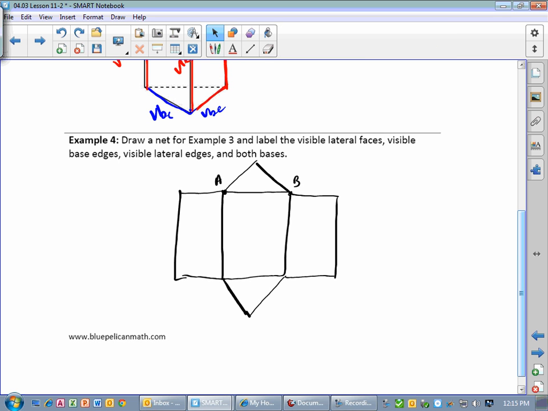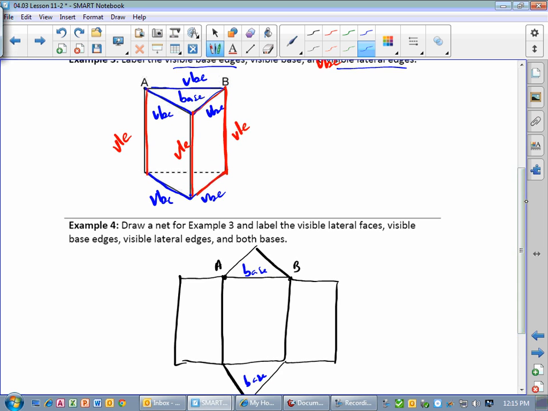Alright. So we're going to label again. So let's see here. The bases we already know are triangles, so let's go ahead and label those bases. So base. And base. And we want visible lateral faces. So how many lateral faces can we actually see?